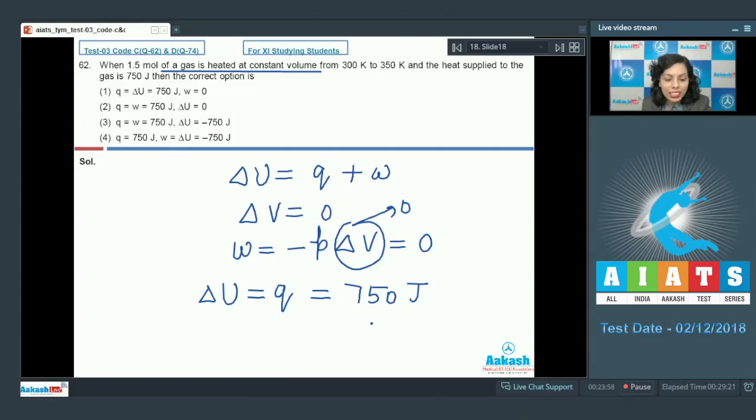So let's choose the correct answer on the basis of this given data. Here in the first option, Q is equal to delta U, and that is also equal to 750 Joule, and work done is 0. So this is the option that's correct. If you check the other options, you will find all other options are incorrect, and that's why option 1 is the correct answer. Let's take the next question.